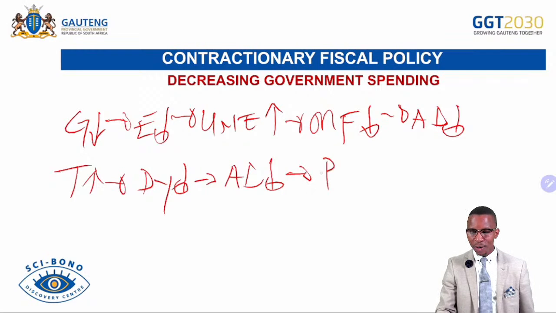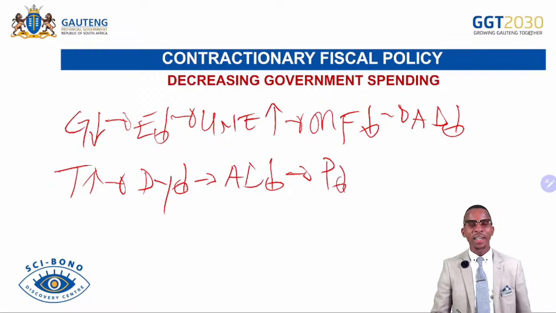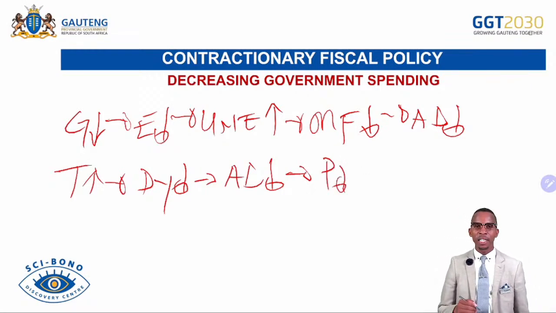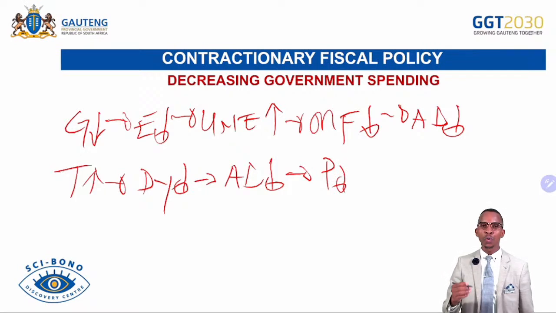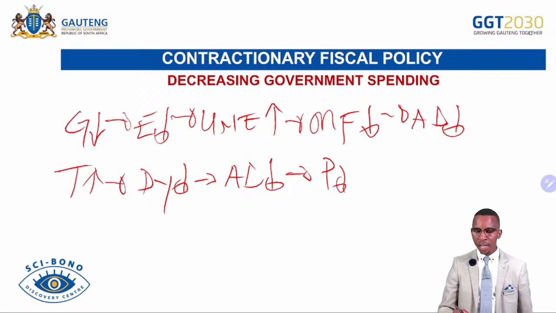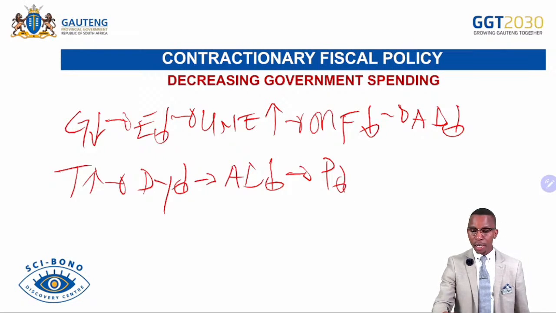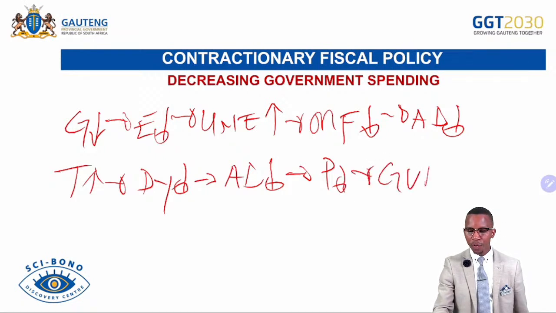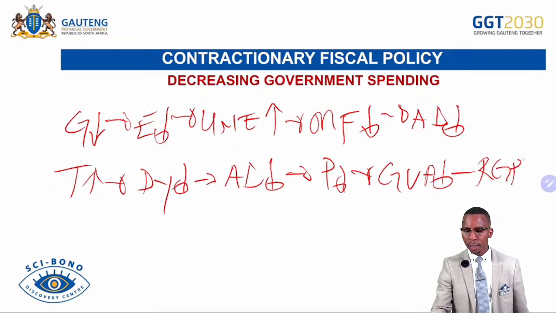The production will be affected negatively. It will decline because now people are having less money, they are demanding less. Firms are pushed not to produce more because there might be wastage. And then the market will supply less. And then what is going to happen then? The GVA, gross value added, will decline, and then real GDP will decline in the economy.